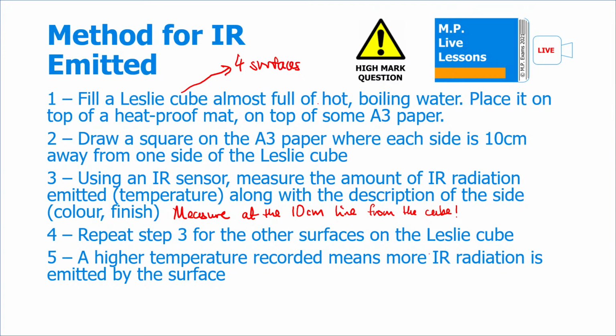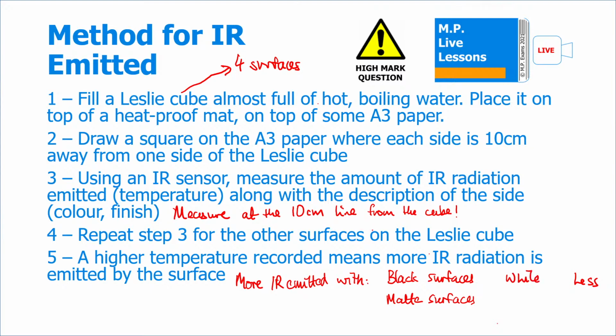Now, more infrared radiation should be emitted with black surfaces and matte surfaces. So these are more dull ones, they're not really shiny, whereas less with white surfaces and with shiny surfaces.